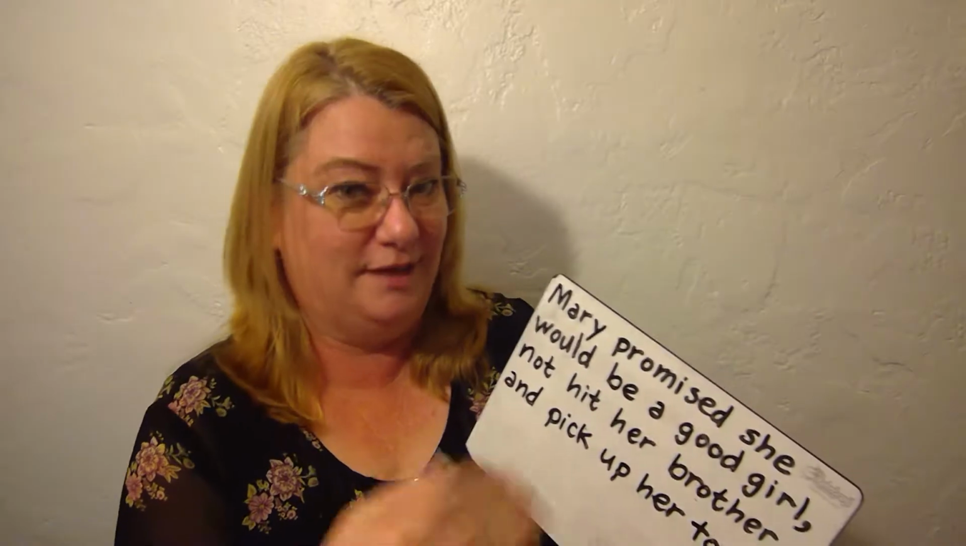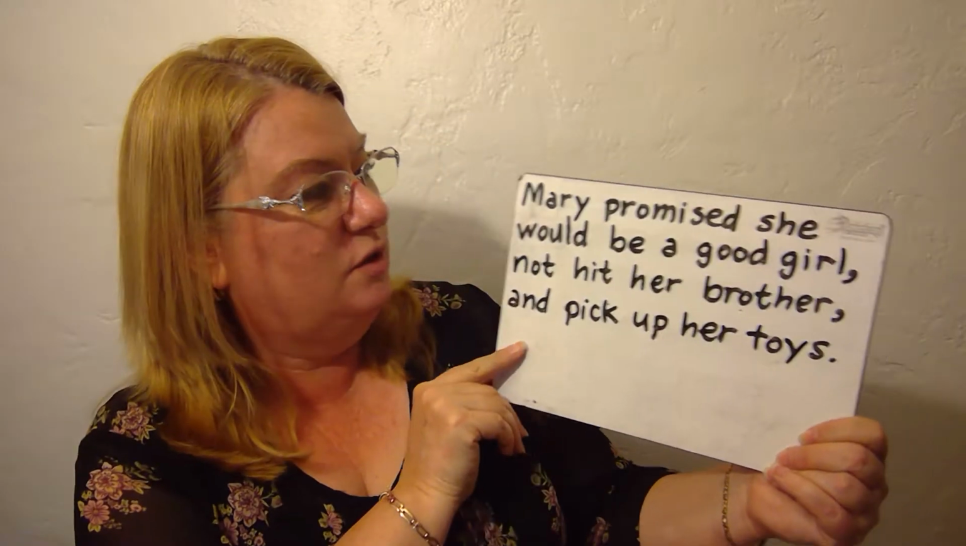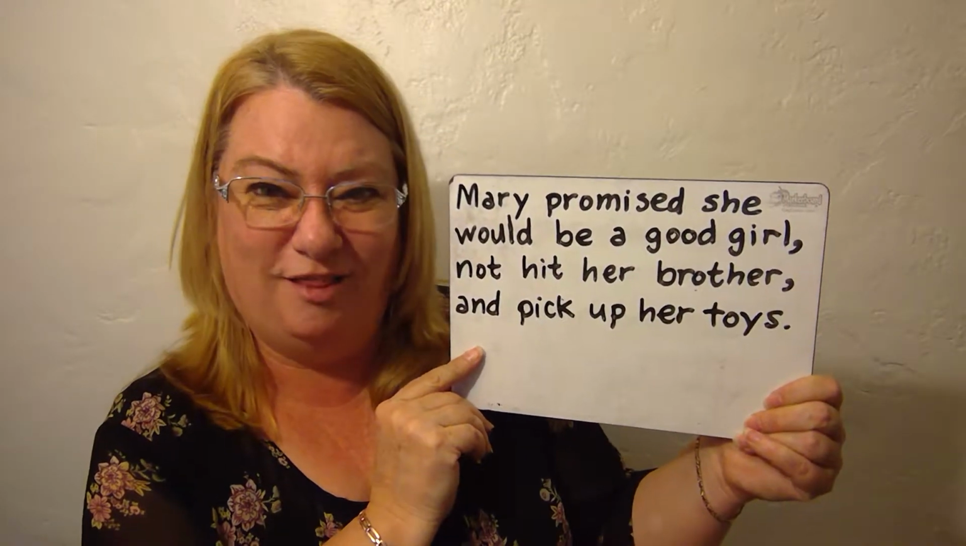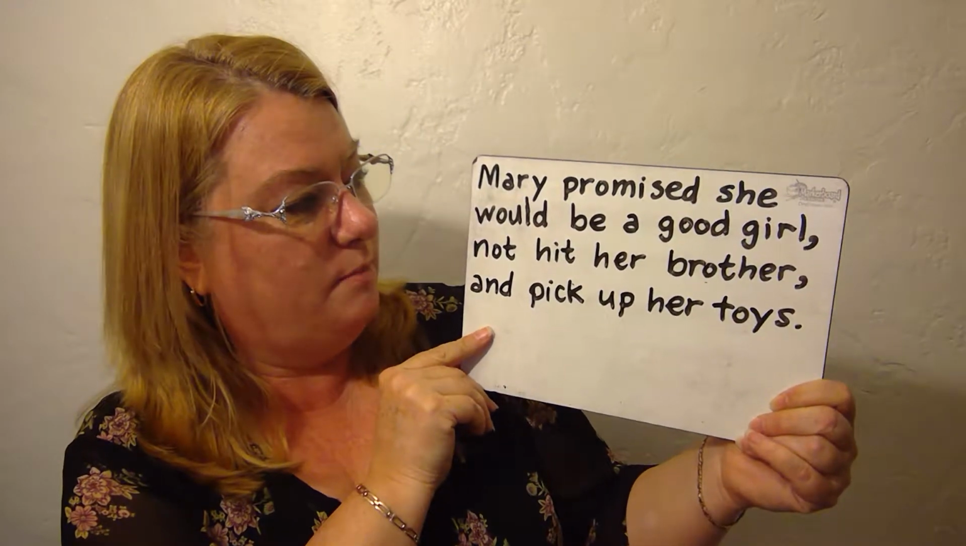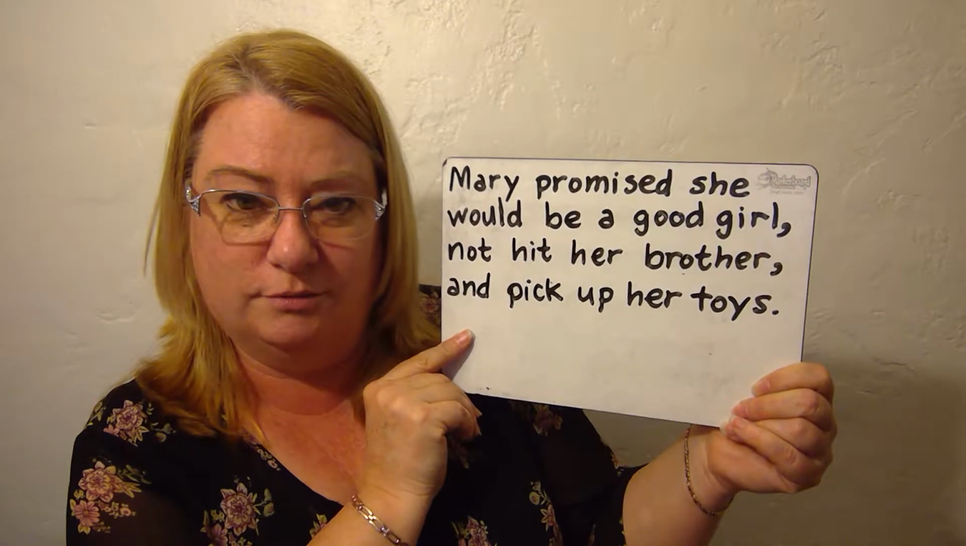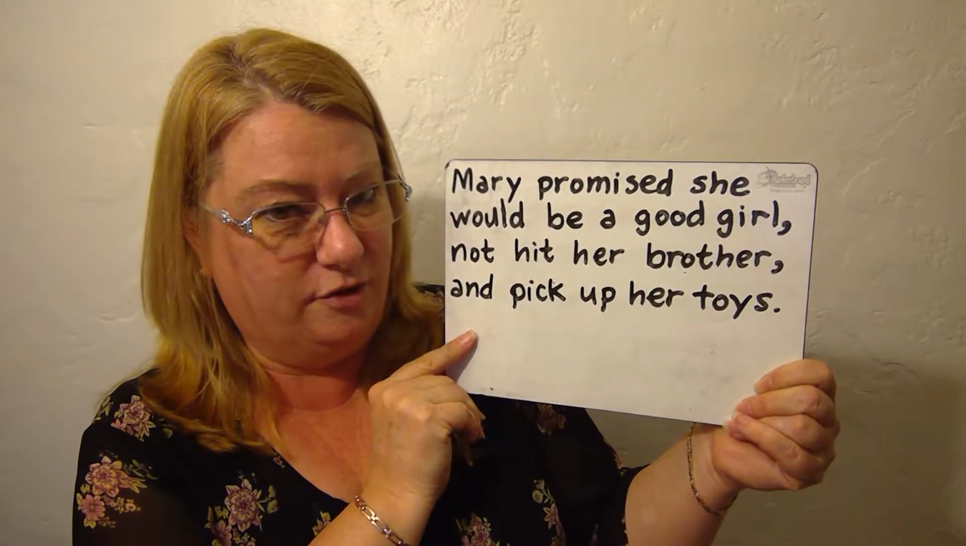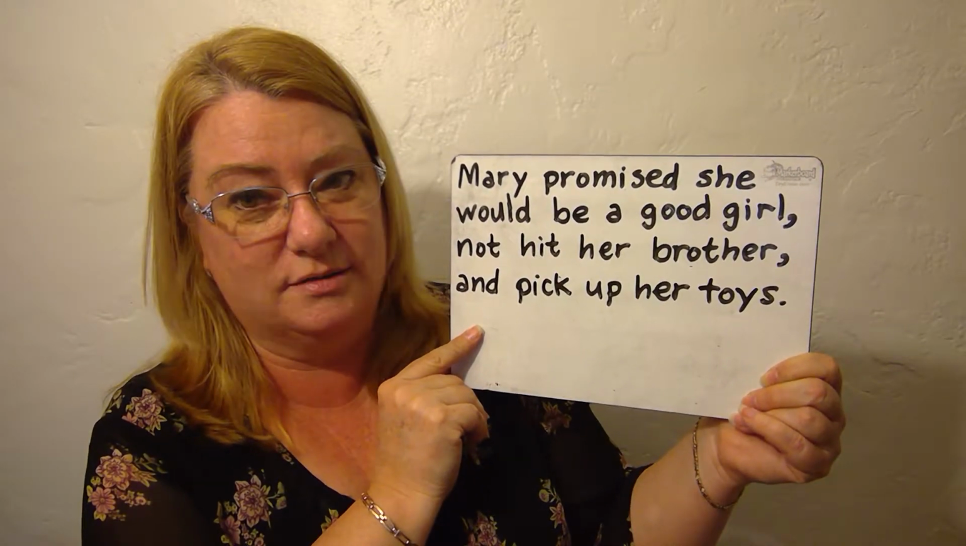So in a series of three things, and it's using the word and. So comma, naming, comma, and. So here's another part. A little bit longer, but three things that Mary's going to promise to do. Mary promised she would be a good girl, not hit her brother, and pick up her toys.